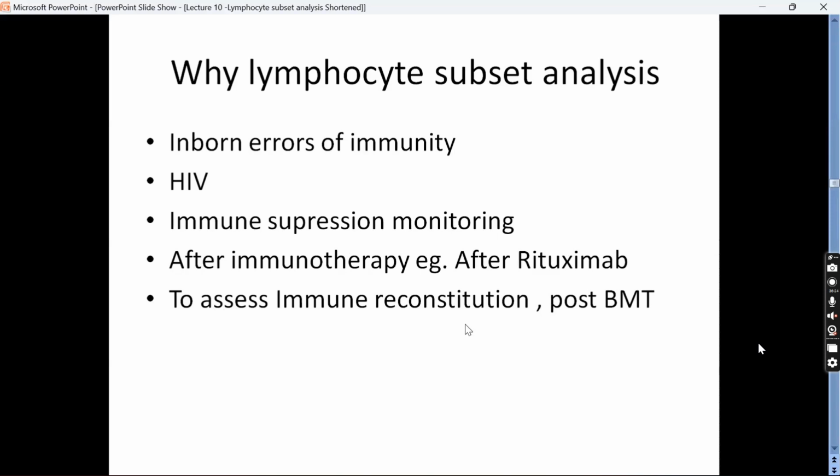and to assess immune reconstitution post BMT. So you have done a bone marrow transplant and then you want to check whether the graft which you have given from the donor has engrafted into the recipient and is producing normal immune cells. In that setting, you can also do lymphocyte subset analysis for immune reconstitution. So these are some of the indications.